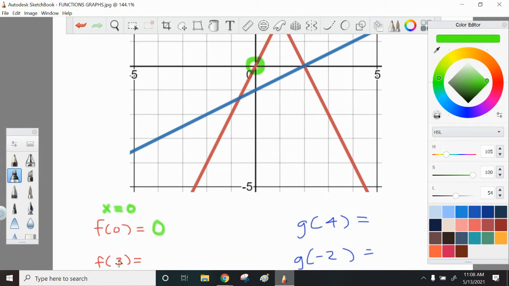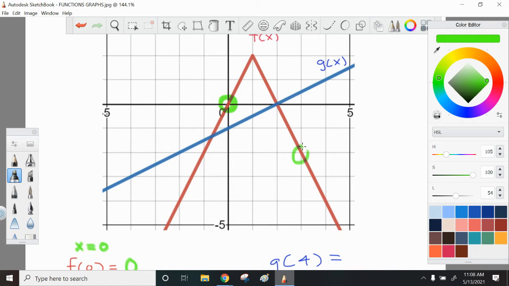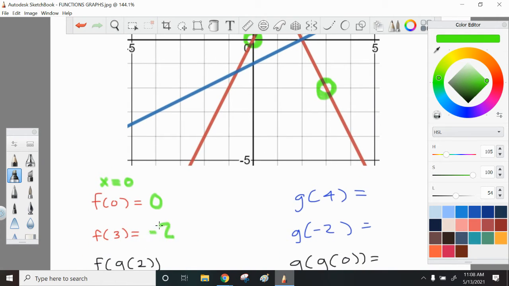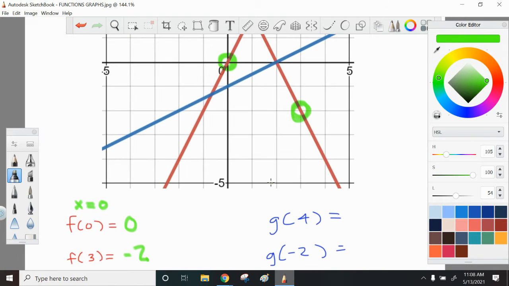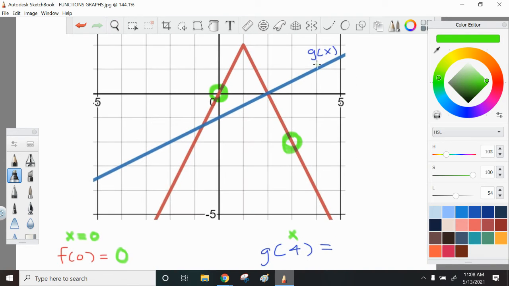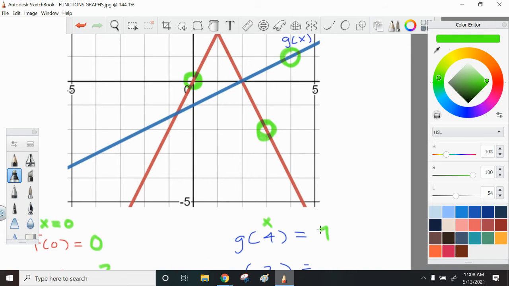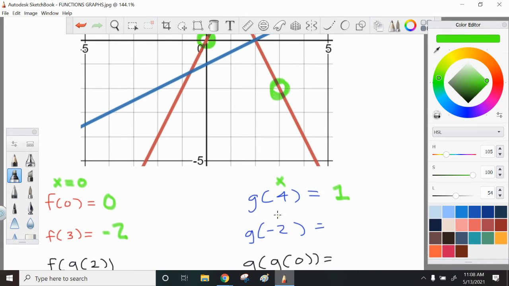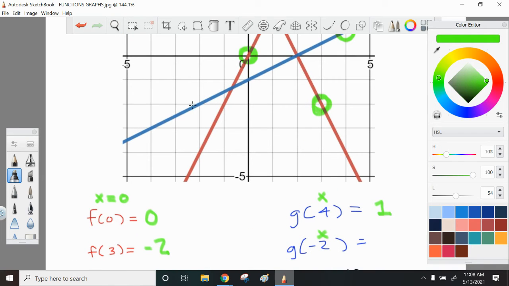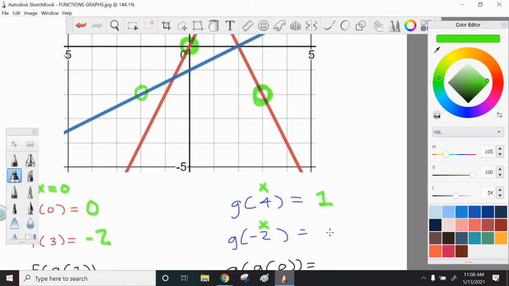When f of 3 is equal to what? That means our x is going to be 3 now. So when my x is 3 on the f graph, it would be -2. For g of 4, that would be my x value. And so when x is 4, that would be right here. That would be +1 as my y value. When my x value is -2 on the g graph, that would be right here. That would be -2 y value.